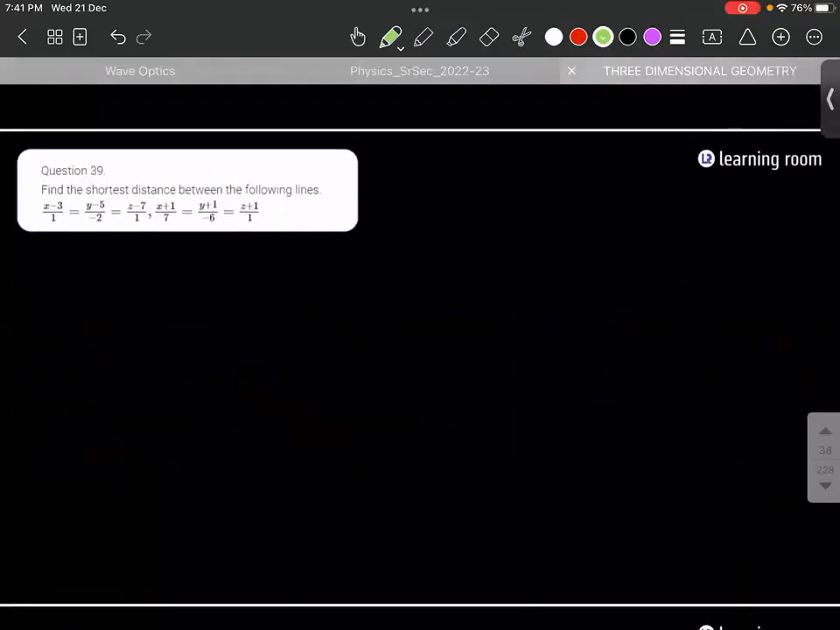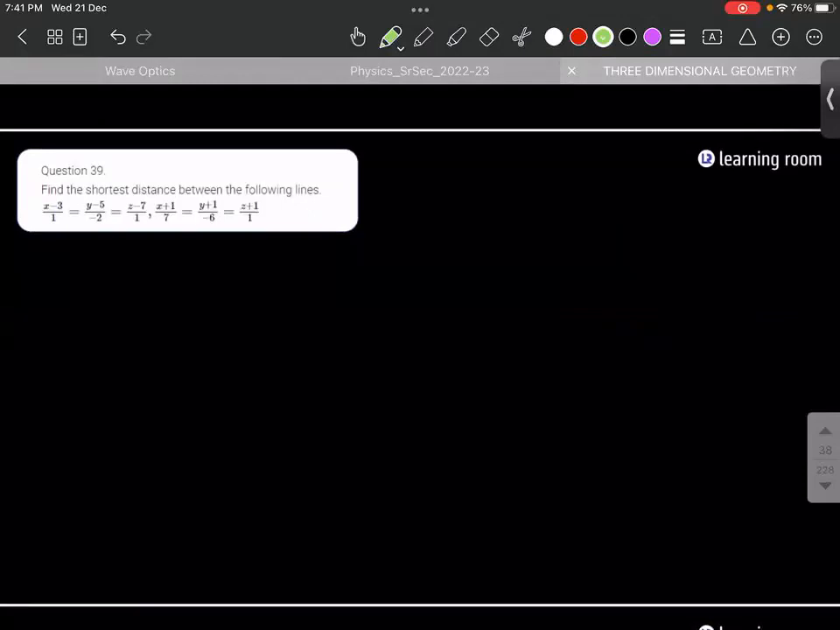Can you do this 39th? So I would suggest write it in the vector form immediately. Find out B1, B2, B1 cross B2 and all those things and then solve.